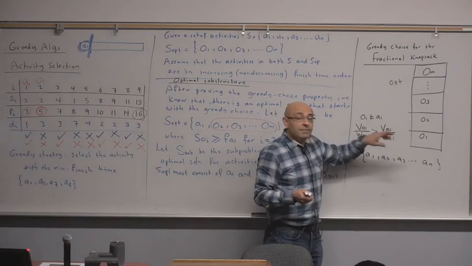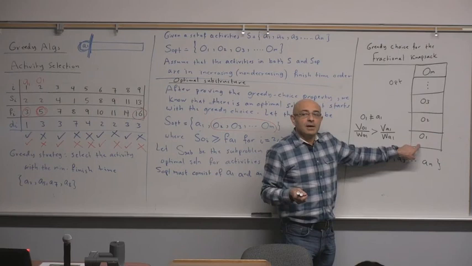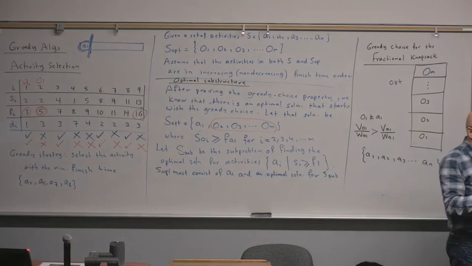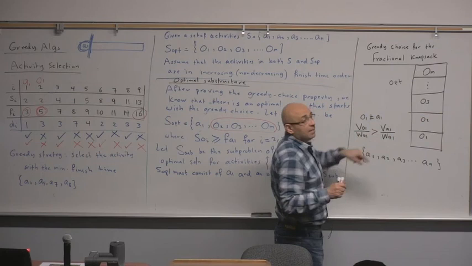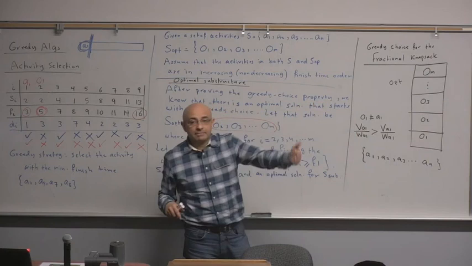In the fractional knapsack, the first item must be the greedy choice. But there could be multiple greedy choices. There could be multiple items with the same value per unit weight, so there could be a tie. But they should all have the best V by W, right? You cannot start with an item that is second in value per unit weight.